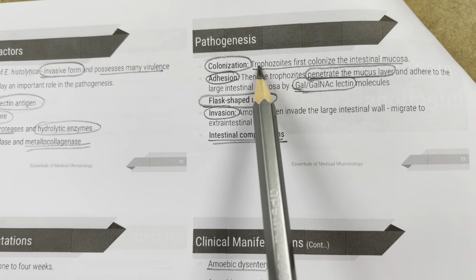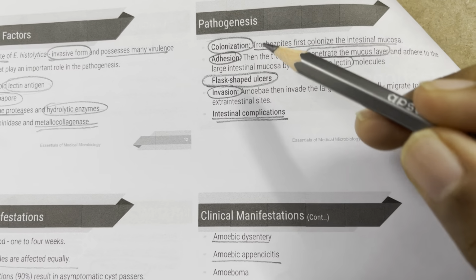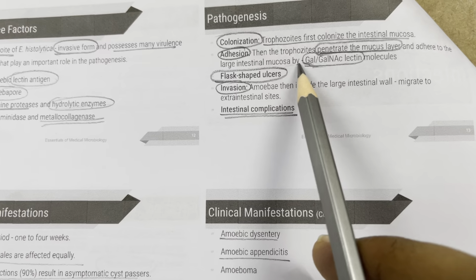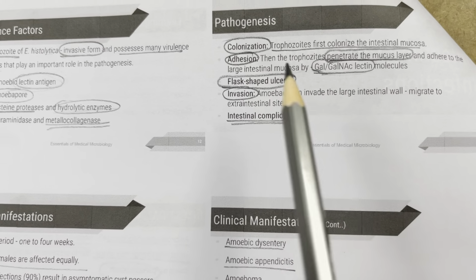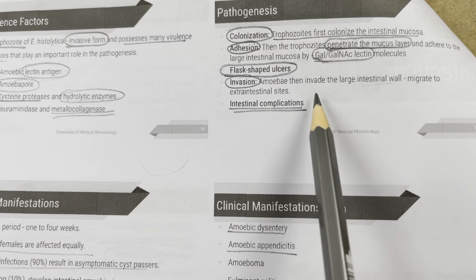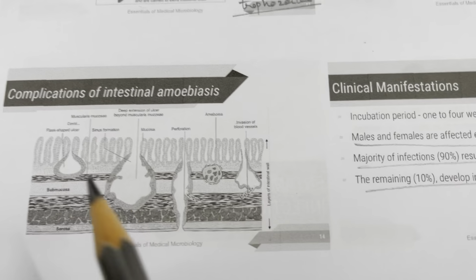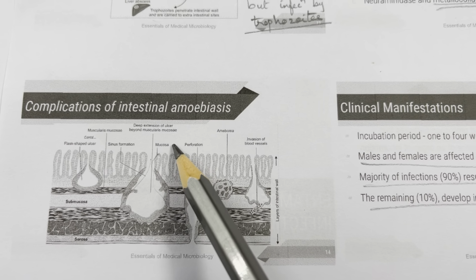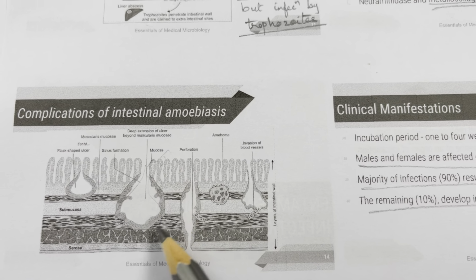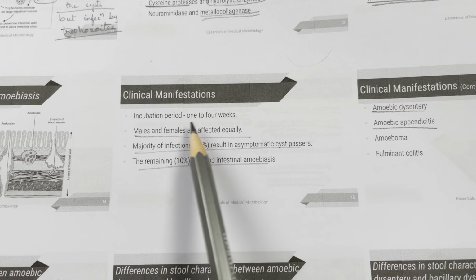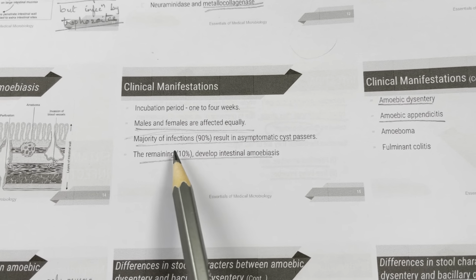And so pathogenesis is basically, it colonizes the intestinal mucosa, the trophozoites. It adheres to the mucus layer and large intestinal mucosa by Gal/GalNAc lectin molecules. Then it forms flask-shaped ulcers and then invades the large intestinal wall to migrate to extra-intestinal sites. So here you can see the flask-shaped ulcers. It adheres to the mucus, then to the mucosa, and then causes flask-shaped ulcers. How does it do that? GalNAc molecules.